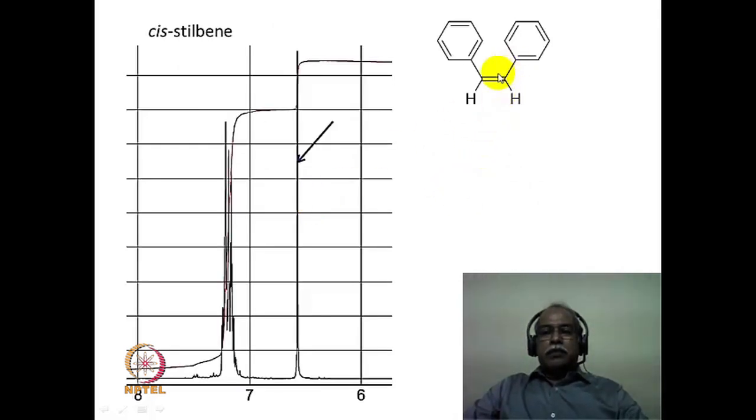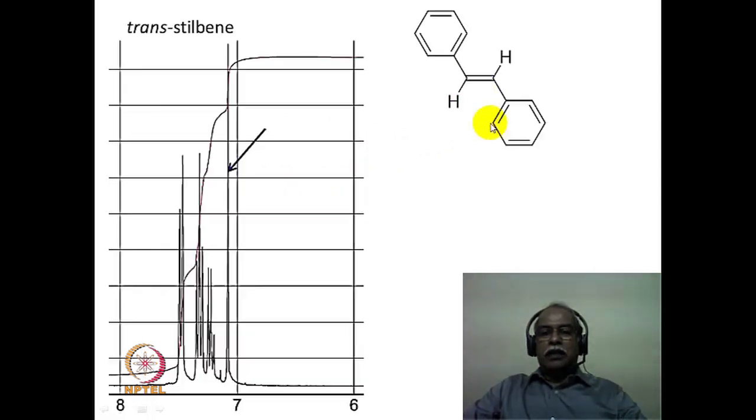This is a spectrum of cis stilbene. You can see here this singlet, which is shown by this arrow here, corresponds to these two hydrogens. The phenyl appears as a multiplet of 10 hydrogen intensity in this position here, and these two hydrogens are essentially coming as a singlet. So there is no question of a J value distinguishing this cis isomer from the trans isomer. Let us see the spectrum of the trans isomer.